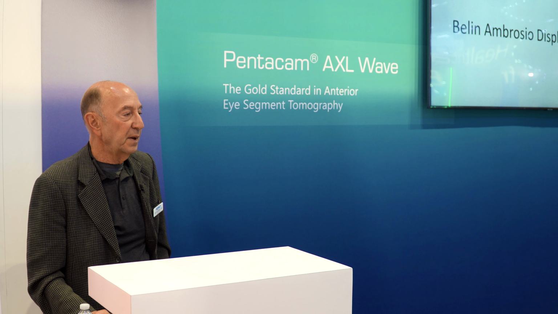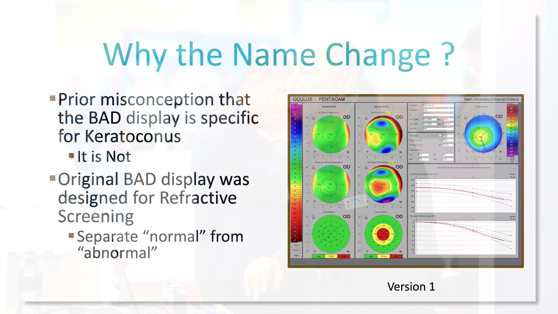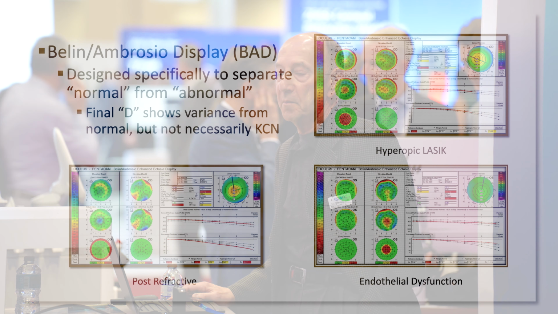And that is, in the past, there was a misconception that the BAD display was specific for keratoconus. It is not. Now, I'll show you later how we utilize it to detect keratoconus and how to diagnose keratoconus, but the display itself was initially designed for refractive screening to separate normal from abnormal. So again, it's different to have something that specifically diagnoses keratoconus or something that separates normal from abnormal.